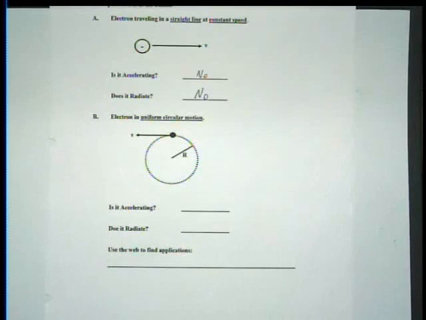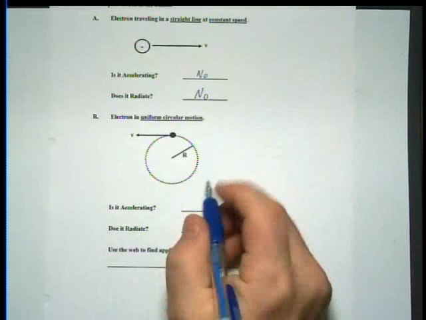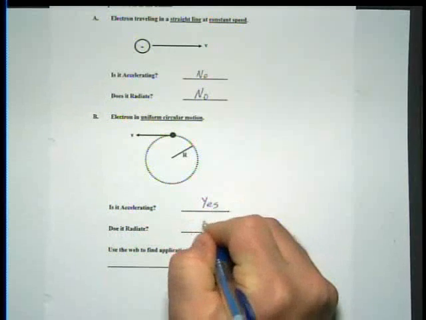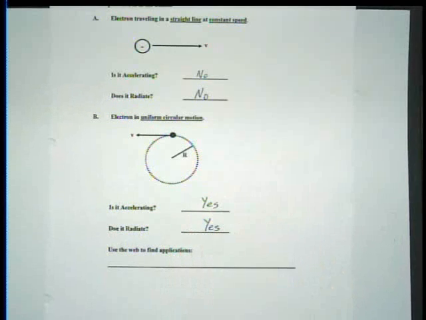So what does uniform mean? Constant. It means the speed is constant. Constant speed, but the direction changes. So there has to be a force. So it is accelerating, and that means it has to radiate. So it's losing energy. Does anybody know what they call this thing?